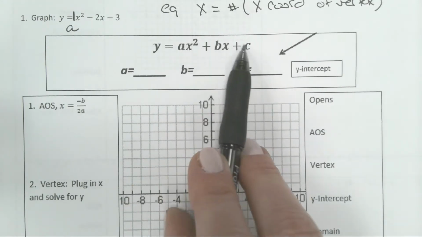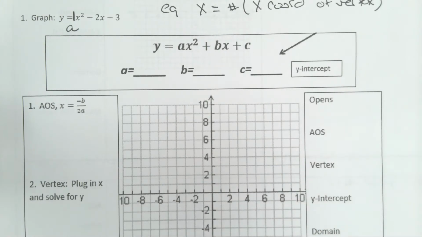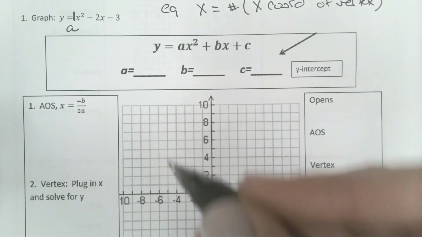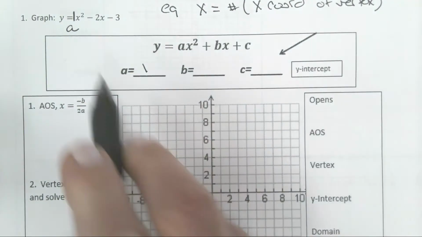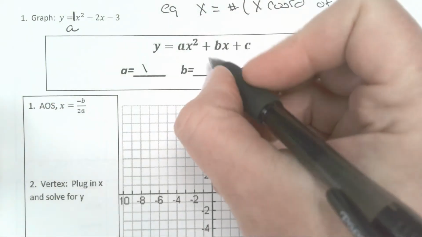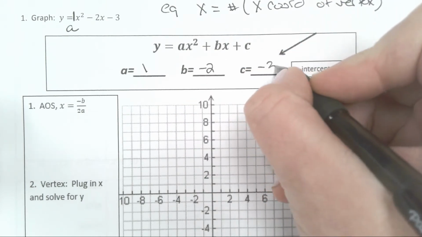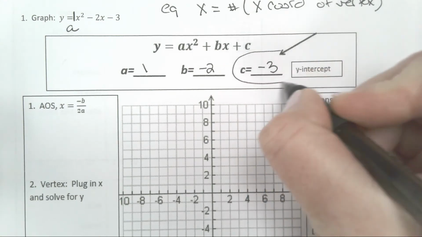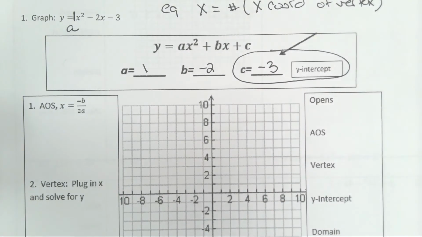So this indicates that it's always in standard form. So this is the equation we're going to graph. And so a is 1, b is negative 2, and c is negative 3. This right here is a fun fact: your c is always your y-intercept. We will use that in a moment.